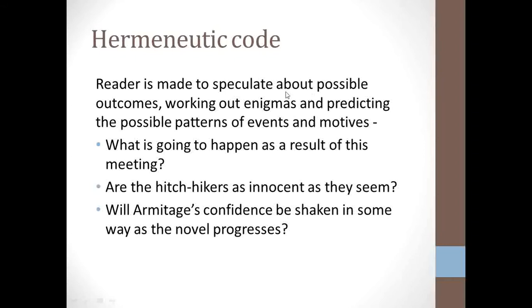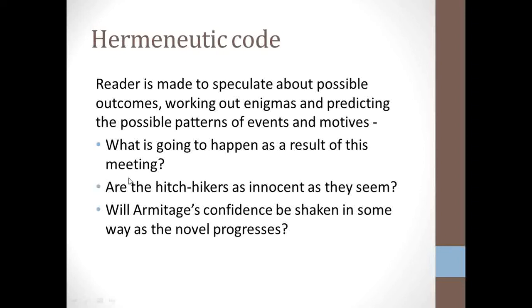So these enigmas are created, which is identified by the hermeneutic code. While working with hermeneutic code, a reader is made to speculate about possible outcomes, working out enigmas, and predicting the possible patterns of events and motives. You are made to predict the pattern of events, because everything seems to be patterned out. Everything seems to be in structure, working in motives, as I spoke about motifs, motives. So you're made to question what is going to happen as a result of this meeting.